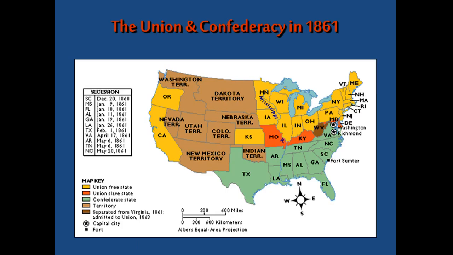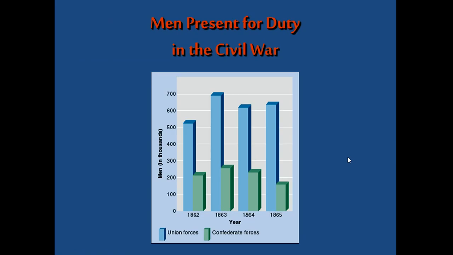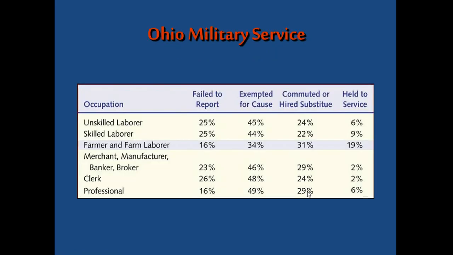So, in 1861, this is what America looks like. The Union states are in yellow. The Confederacy is in green. Men present for duty in the Civil War. Clearly an advantage for Union forces. And as time goes on, look at what starts to happen to the Confederate forces. It's simply a war of attrition.